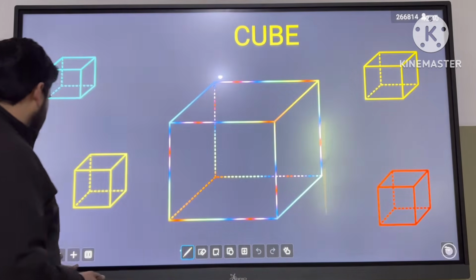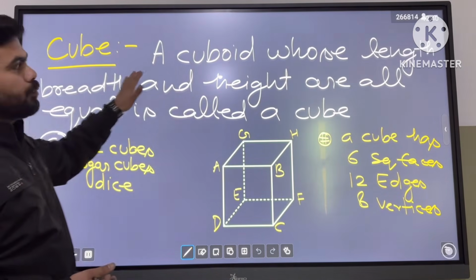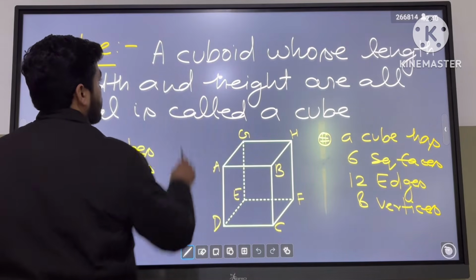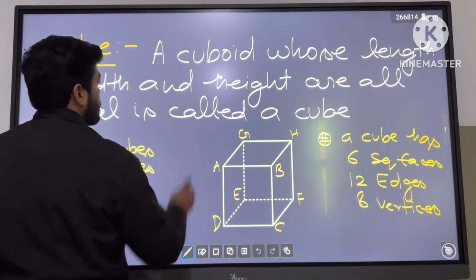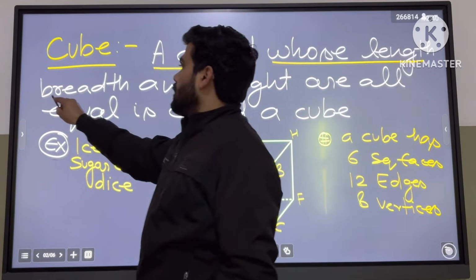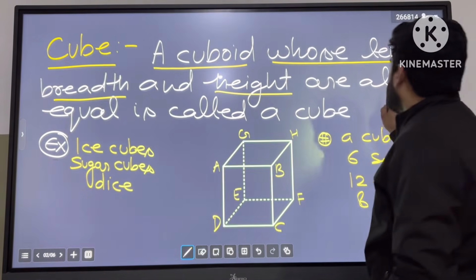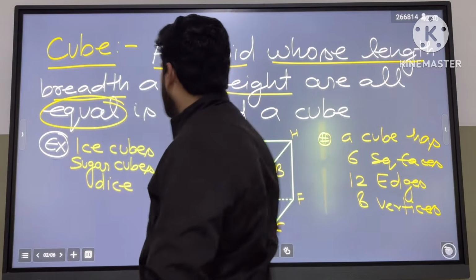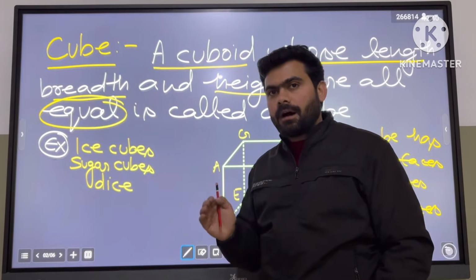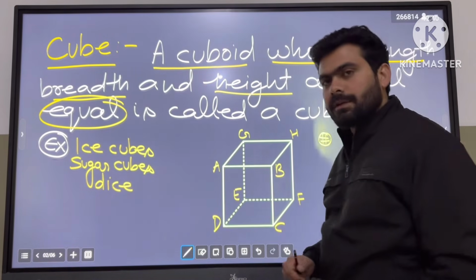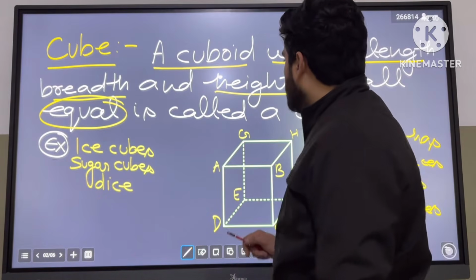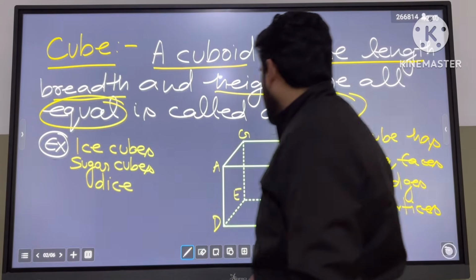So, dear students, the definition of a cube is a cuboid whose length, breadth, and height are all equal. A cube is a type of cuboid whose length, breadth, and height are equal. यानी इसमें लेंथ, ब्रेथ और हाइट तीनों इक्वल होती है. It's a type of cuboid called a cube. This is the cube.